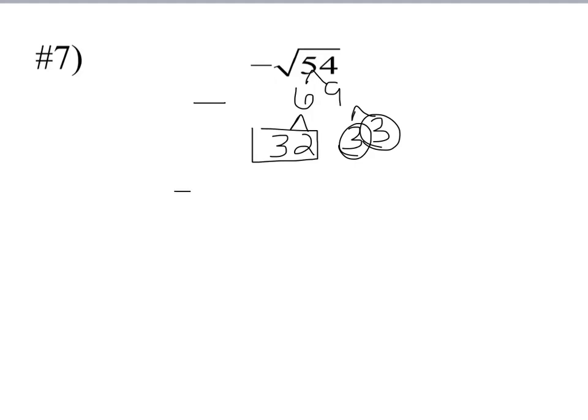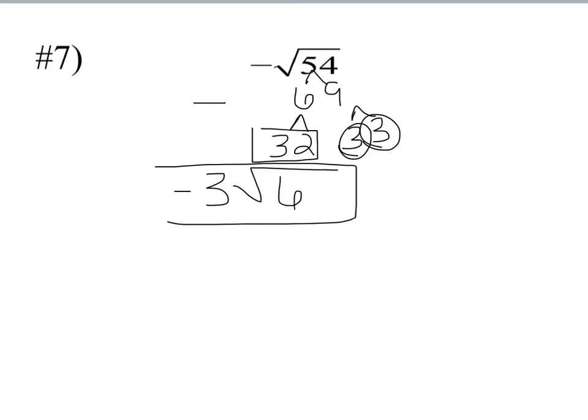So I had a negative out front. I'm going to send a 3 out there to join that negative. And then inside my root, I'm going to have a 6. So it's negative 3 square root of 6. Notice there is no i in this one because there was no negative under the square root.